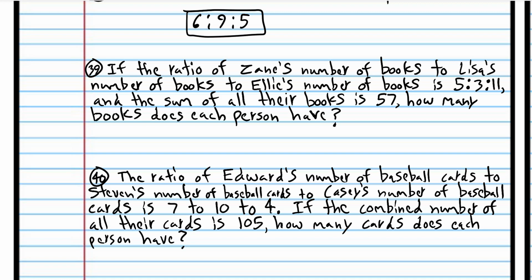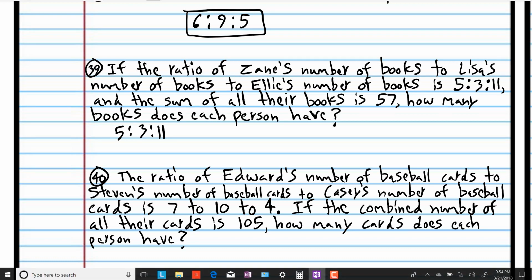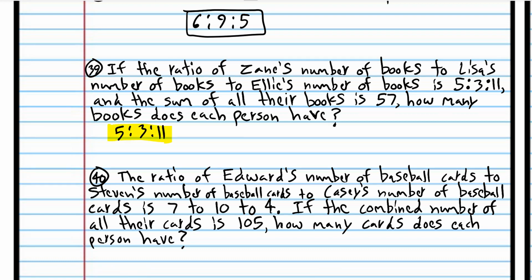So we've already done these types of problems. The only difference is now we have 3 numbers. So this is when you go in the reverse direction. So let's write the ratio, 5 to 3 to 11. And let's assume that those represent the actual numbers. If we add those numbers up, 5 plus 3 plus 11, we get 19, but that's not enough. So those numbers don't represent the actual number of books that each person has. So we're going to have to multiply all those numbers by 2. We'll try 2 first. Then we get 10, 6, and 22.